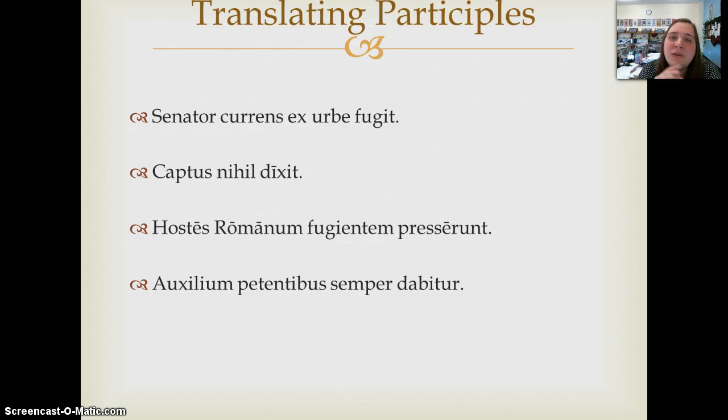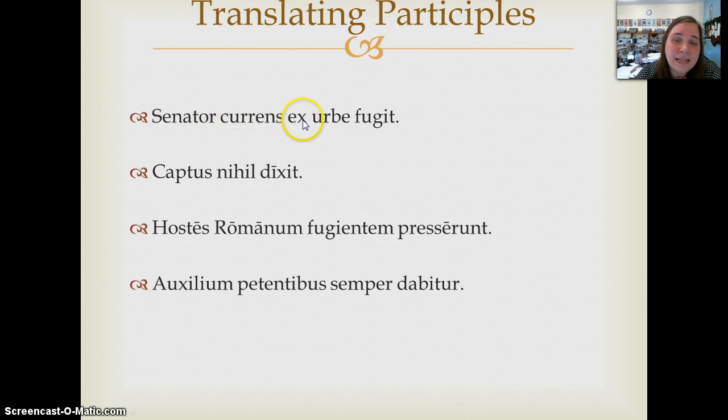But you also need to identify what noun the participle is describing. Okay, you need to identify if the participle is describing the subject of the verb. The subject is implicit in the verb. You need to decide if this participle is substantive. So let's look at a couple examples.